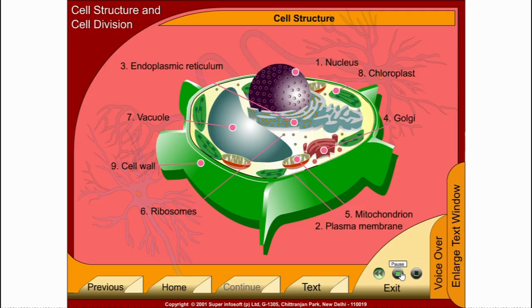Nucleus. It contains one or more dense bodies called nucleoli and a network of thread-like structures called chromatin. It bears hereditary characters called genes and regulates metabolic activities of the cell.